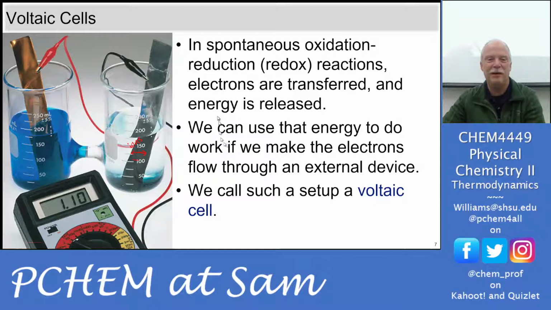Okay, so now let's talk about the cells and why they push electrons and so on. So in spontaneous oxidation-reduction, redox cells, electrons are transferred, energy is released. We can use that energy to do work if we make the electrons go through our external circuit. So here's copper and copper sulfate solution and zinc chloride solution or zinc nitrate. And the electrons are pushing through this circuit. So we have a voltmeter down here and it's measuring 1.1 volts.